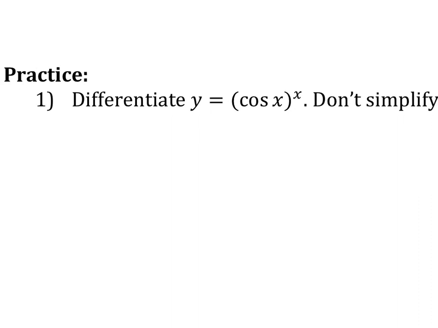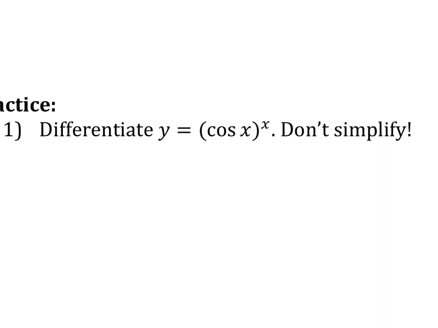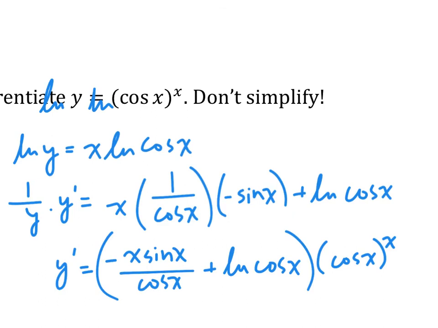Differentiate this one, don't simplify. All right, so again, if we have a variable base, variable exponent, you need to bring that exponent down by taking the natural log on both sides. So you can bring it down, and then you can apply the differentiation rule. So go ahead and try this one. All right, this is probably as much as you can do unless you want to change sine over cosine into tangent.